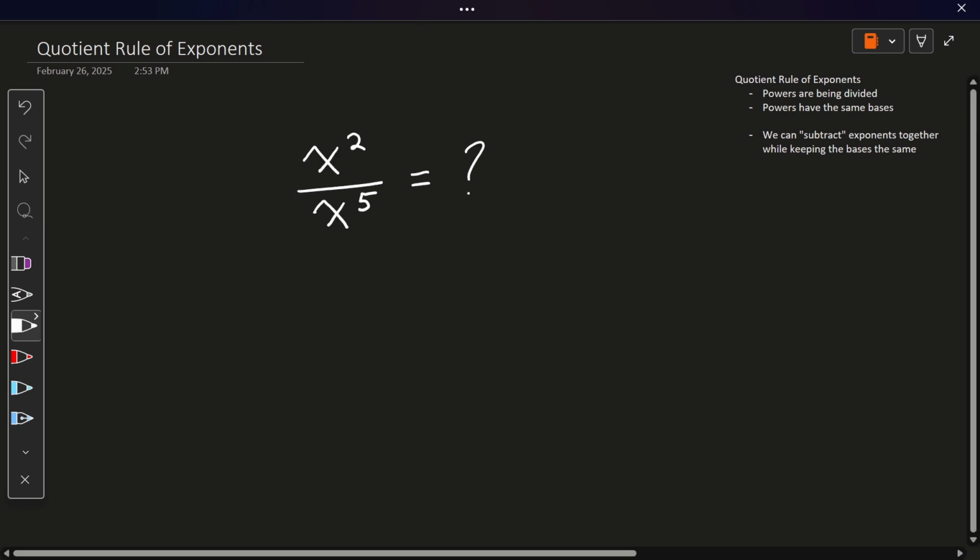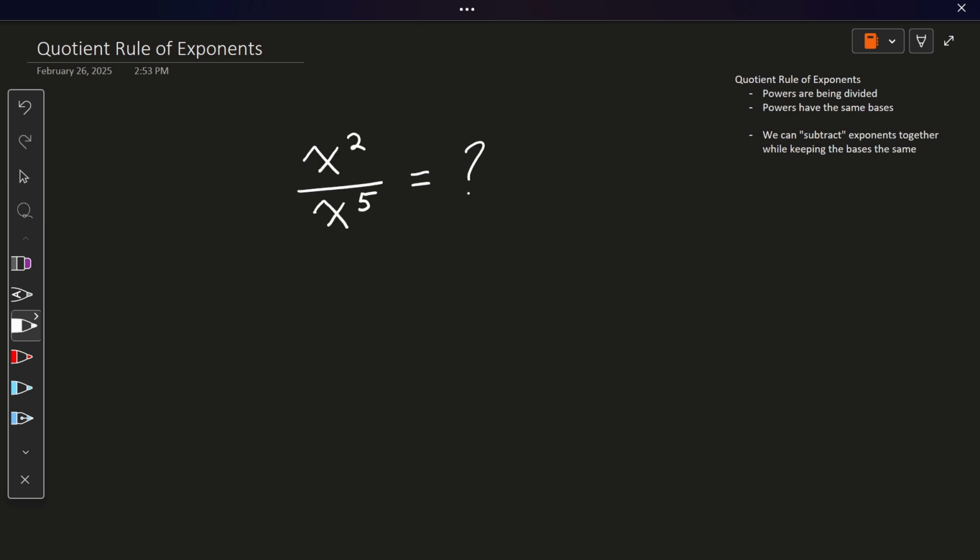In this example, we have x to the power of 2 being divided by x to the power of 5. Let's double check our quotient rule requirements. Our powers are being divided by each other, and our powers have the same base, in this case being x. Rewriting our equation with the quotient rule, we have x to the power of 2 minus 5, which is going to equal x to the power of negative 3.